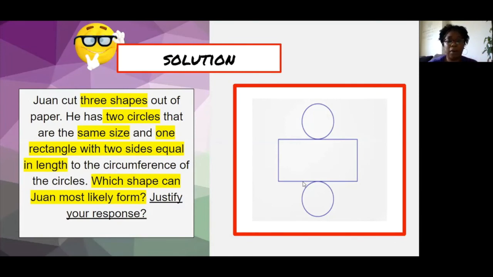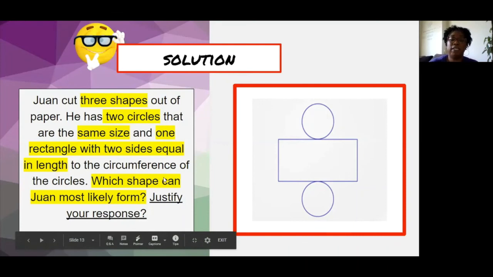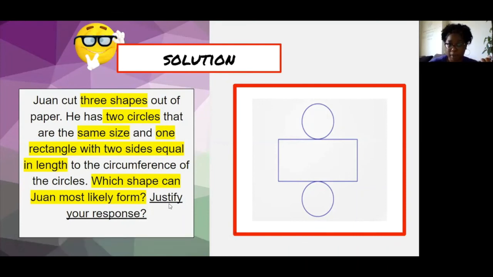And that's all a part of your explanation. How did you come up with a cylinder? I know that a cylinder has 2 circles. They're faces of a cylinder. 2 circles, 1 rectangle, equal size. You can use all of the information that we highlighted to justify your response.